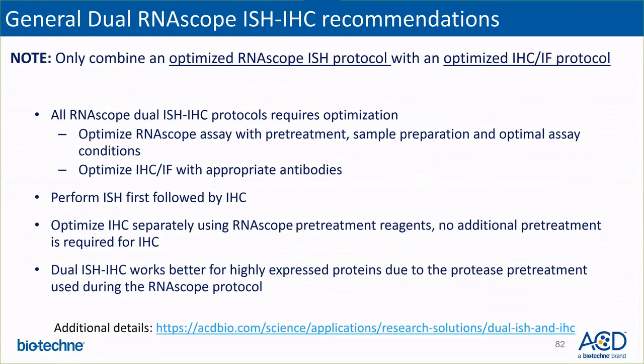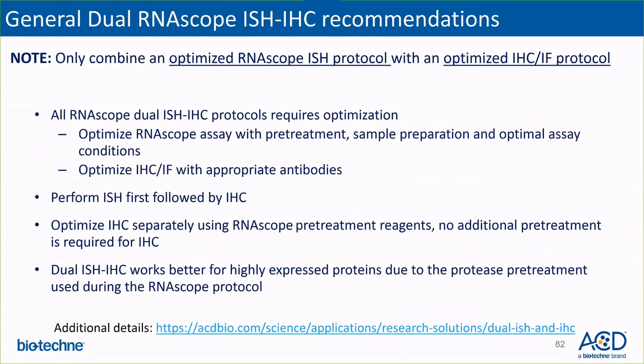Third, it is advisable to optimize the IHC assay separately using the RNAscope pretreatment reagents to ensure your protein can still be detected following the RNAscope pretreatment. RNAscope requires the protease digestion to unmask the RNA, so do keep in mind that you may have to optimize the immunohistochemistry. Lastly, the dual-ISH IHC assay works better for highly expressed proteins due to the protease treatment that is used during the RNAscope protocol.